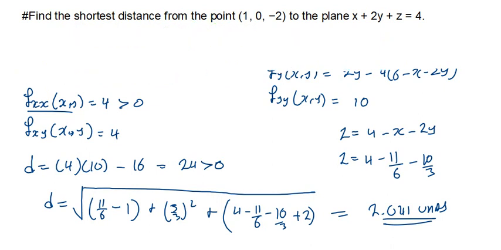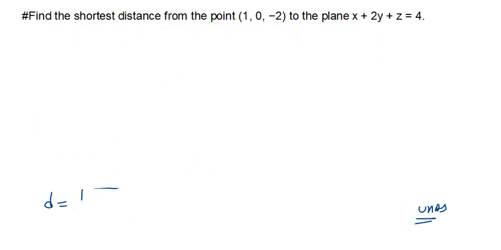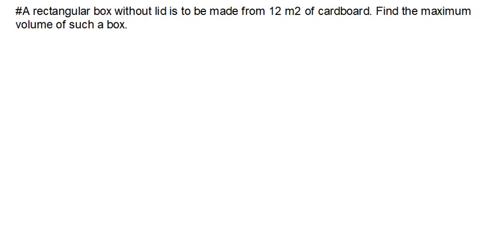Okay, so let me try to look at the last question. Hope we understand this one. We are saying a rectangular box without a lid is made from 12 square meters of cardboard. Find the maximum volume of such a box. So the thing here is that we are just maximizing.